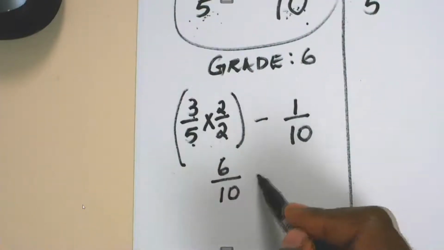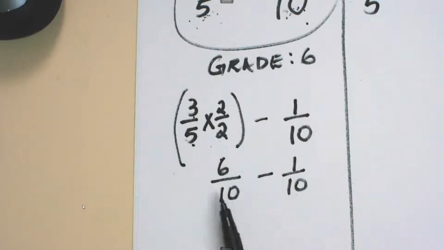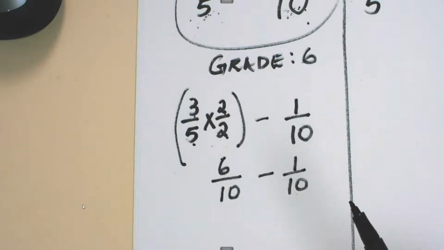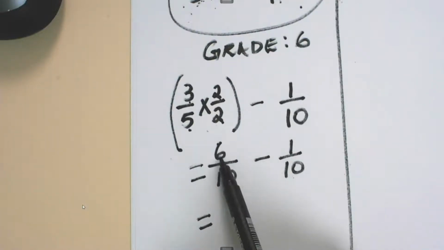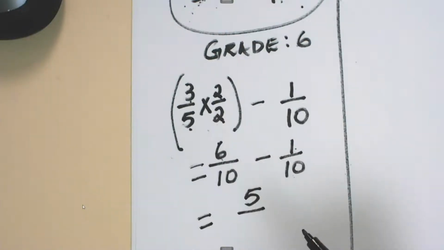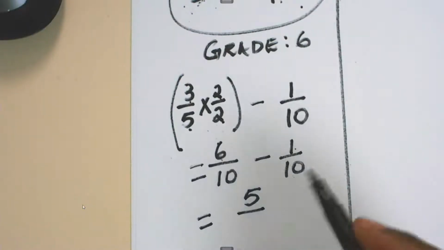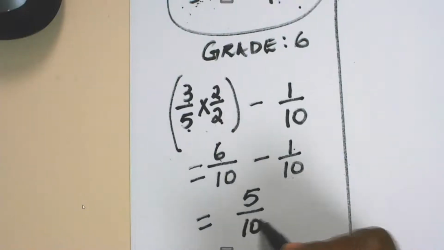Now, minus a tenth. Now we have achieved the objective where the denominators are the same. Now we can subtract our numerators. Therefore, we say 6 minus 1 equals 5. Can we subtract denominators? No, we cannot subtract denominators, class, because remember, a denominator represents the whole part of a fraction. So we will leave it as 5/10.